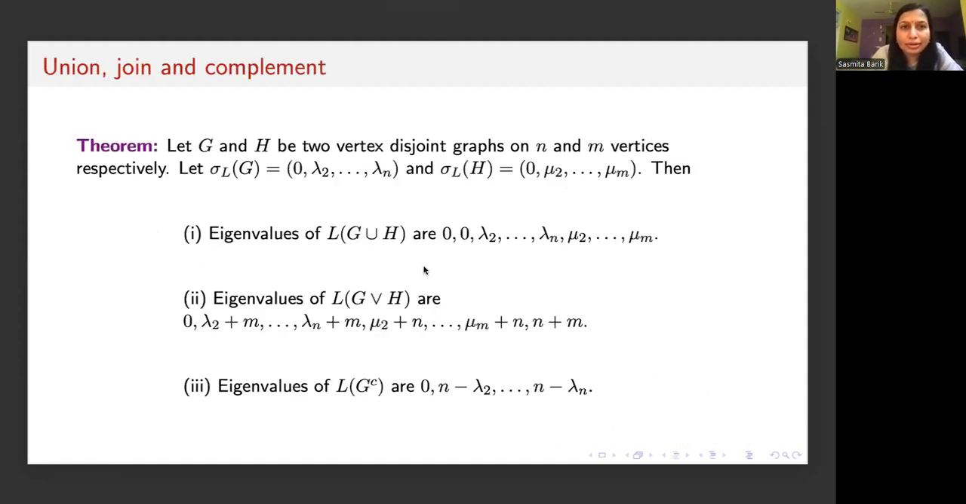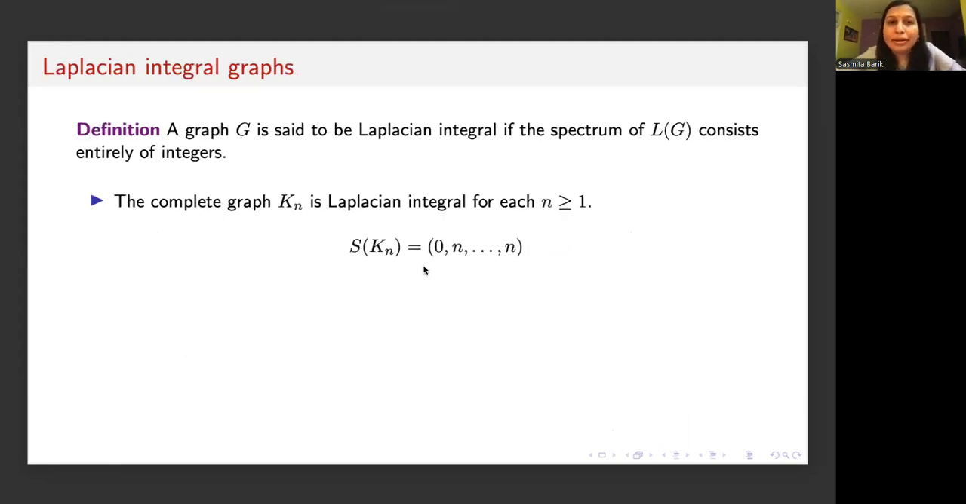So now I'll go to integral graphs, and I'm going to talk about Laplacian integral only. Obviously, the problem is also there for adjacency. So this I want to recall because these operations I'll use. A Laplacian integral graph is a graph whose spectrum contains entirely integers. The same definition holds for adjacency integral. So if the eigenvalues are all integers for the adjacency matrix, then we say integral graphs. And for the Laplacian case, if all Laplacian eigenvalues are integers, we call it a Laplacian integral graph.